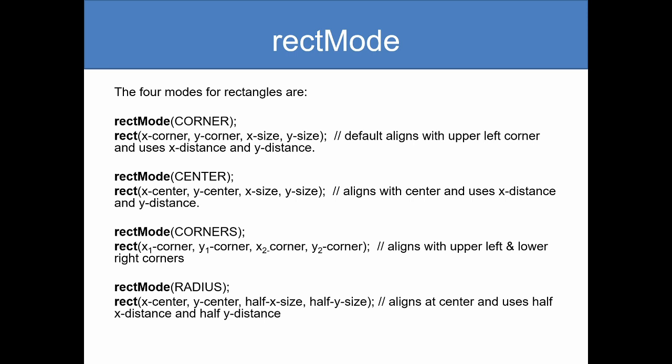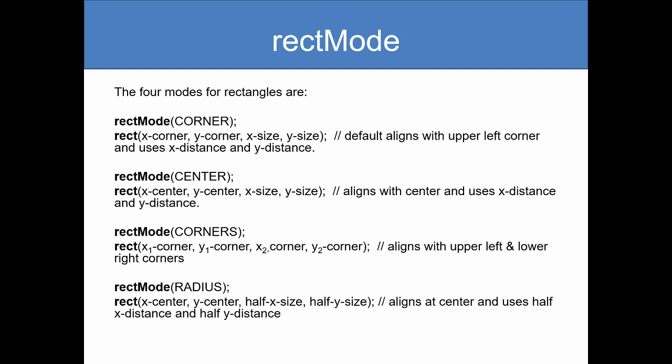Rect mode, similar to the ellipse mode, we have rect mode corner. This is the default that we see. We have the X and the Y size, and we put it in the X and the Y location. Center is very similar to the typical center. You give it the X and the Y size and you say how big it's going to be altogether. So this is your diameter, if you will.